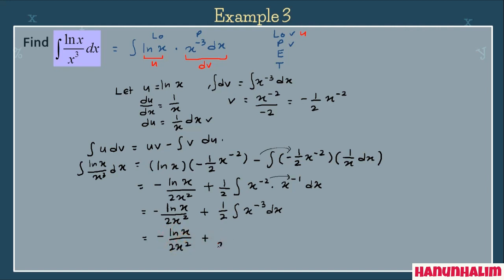Plus 1 over 2, buat bracket x to the power of negative 3. Bila kita integrate, kita akan dapat x to the power of negative 3 plus 1, negative 2 over negative 2. And don't forget plus c.